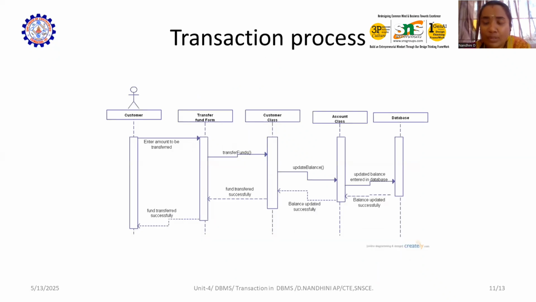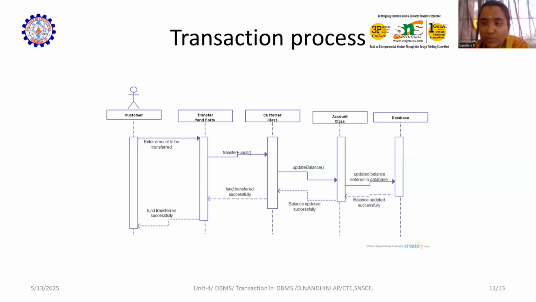Next one, the transaction process. How a transaction process is done: a customer enters the amount to be transferred, then the fund is transferred. Next one, the customer class. In the customer class, the account balance is updated, so you get a message whether the amount is deducted from you or credited to you. Then the account class. The updated balance is entered in the database and completely stored. So the balance is successfully updated, the fund transfer is successfully updated, and the fund received is successfully updated. This transaction process has been done by ourselves.